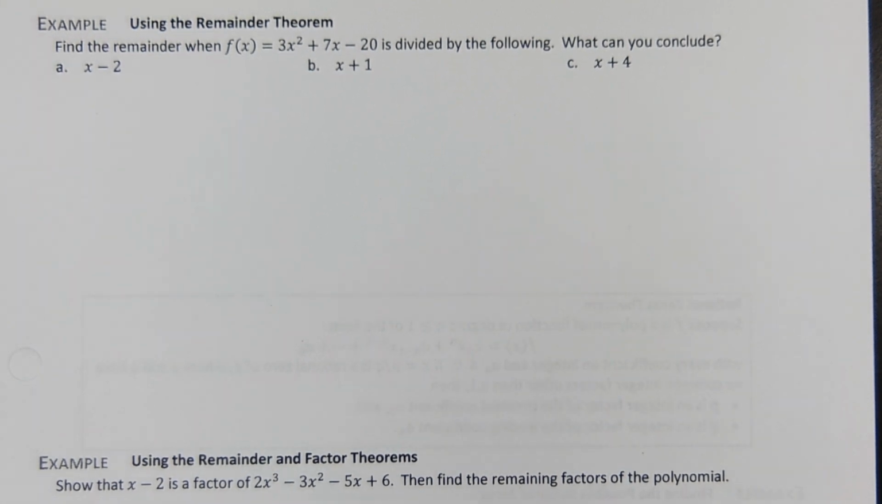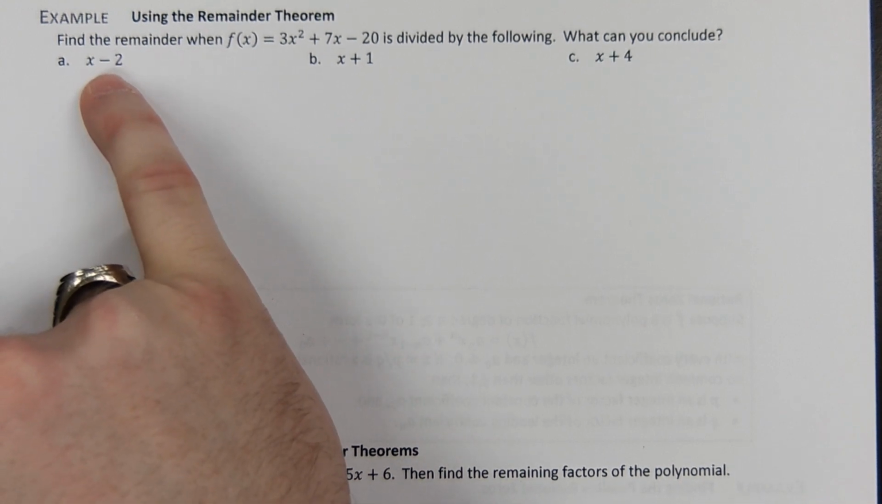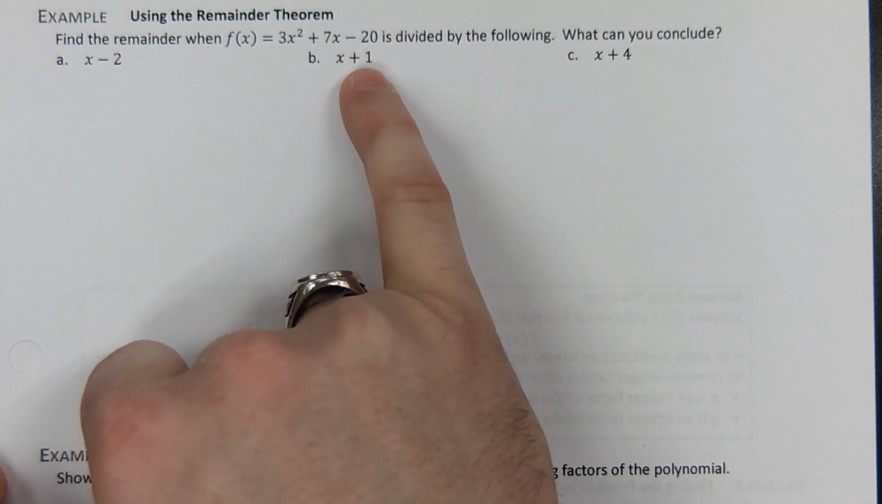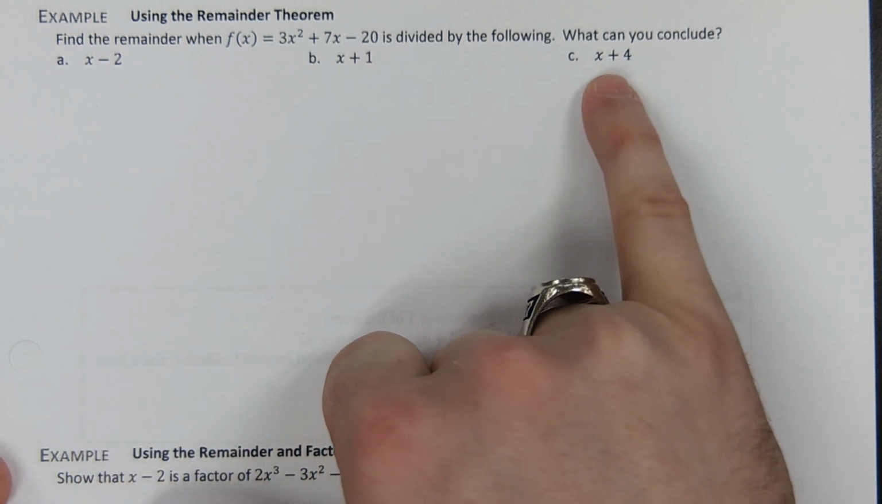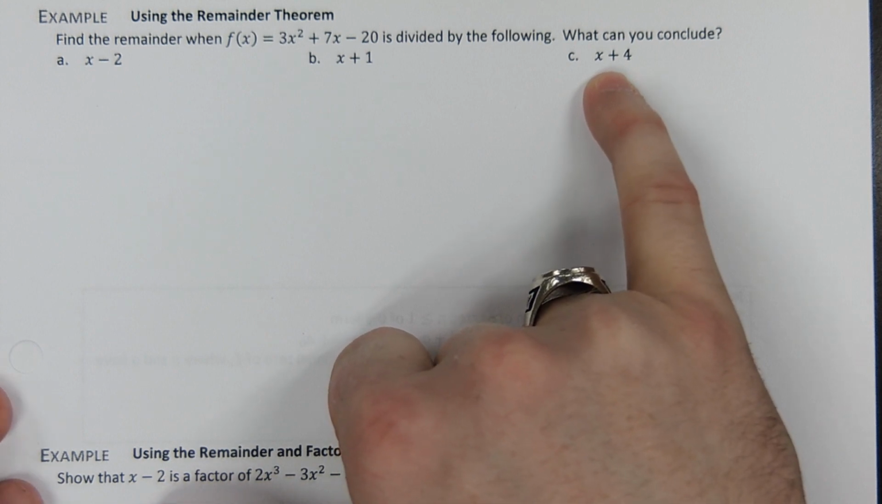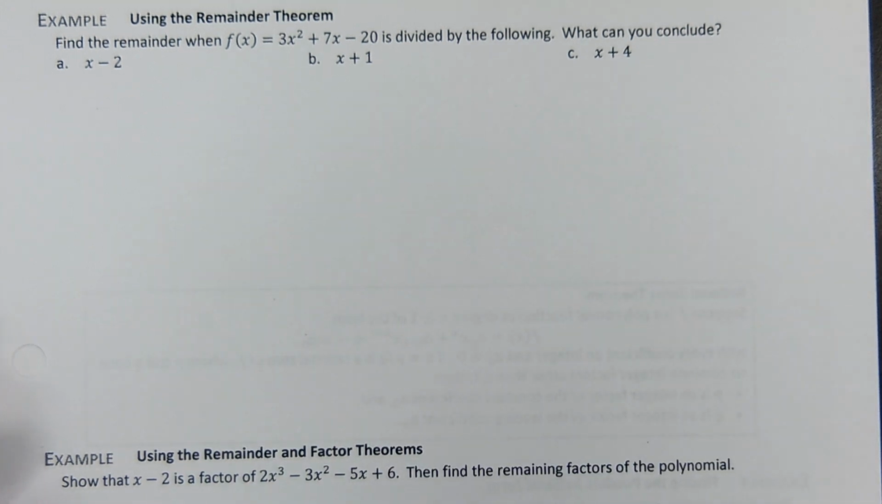And the remainder theorem says, I don't need to divide by x minus 2. I can just plug in 2. I don't need to divide by x plus 1. I can just plug in negative 1. And I don't need to divide by x plus 4. I could just plug in negative 4. And remember, all that's going to do is get me a remainder. That's all that will do. But the remainder can help us draw some conclusions. So let's do it.